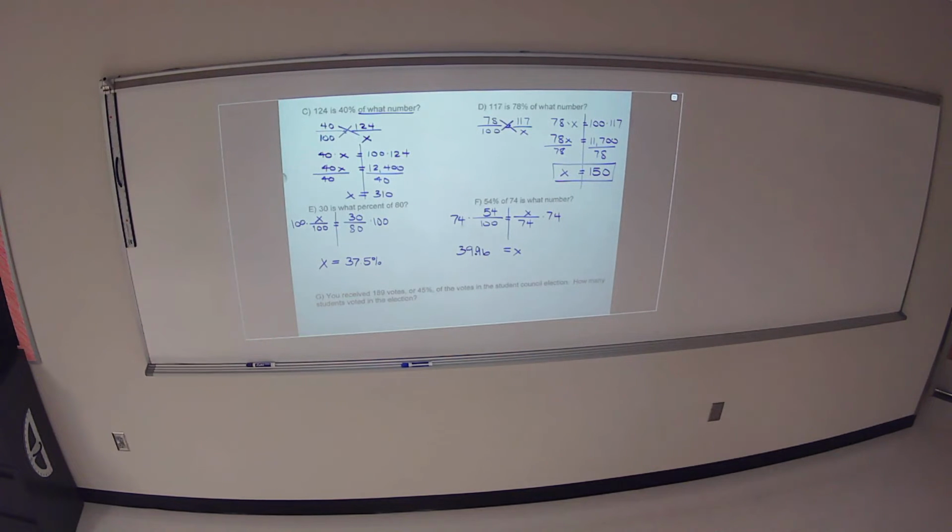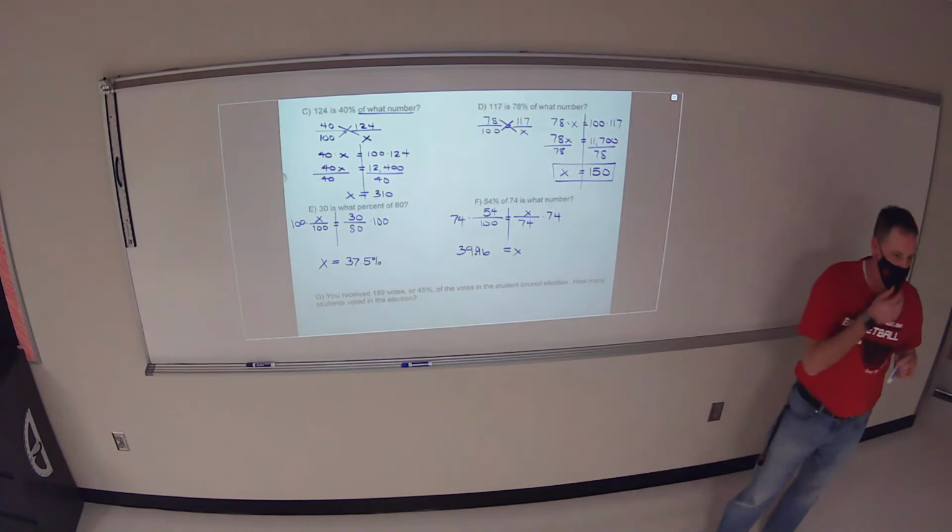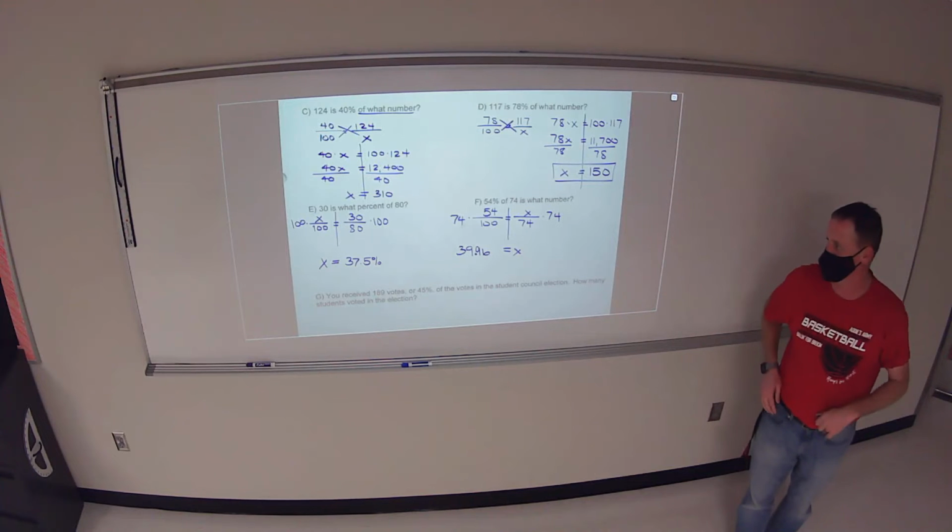All right, when you are done with your three, go ahead and check those three with mine up there on the board. Please note that letter E was a percent problem, so your answer must be labeled as a percent, whereas the other two are not percent problems, so you do not want percent symbols written down for letter D or F. And then again, we are always double checking your answers.